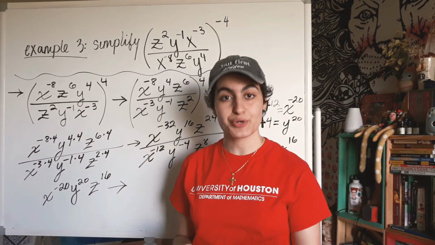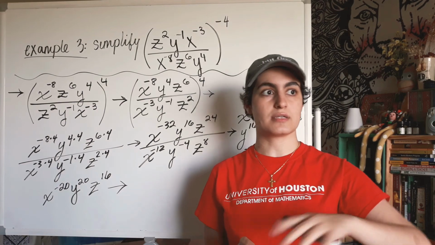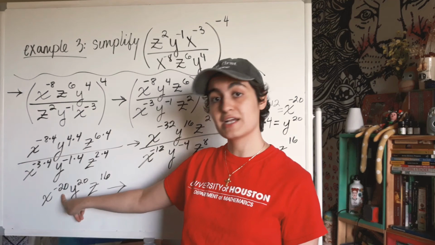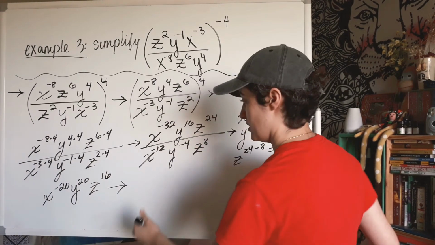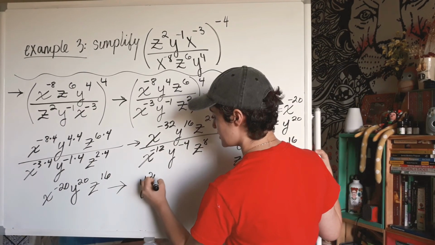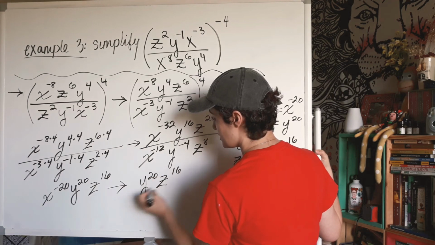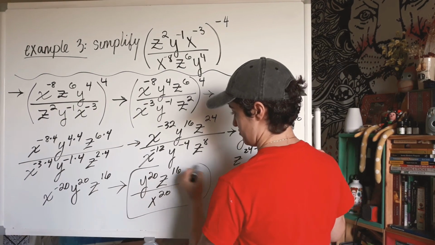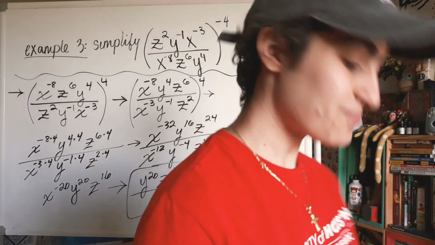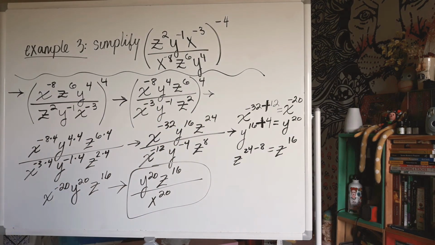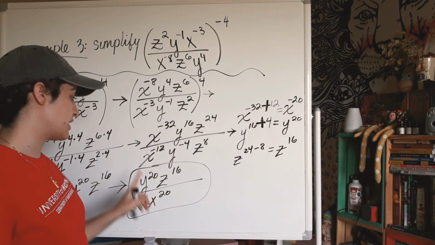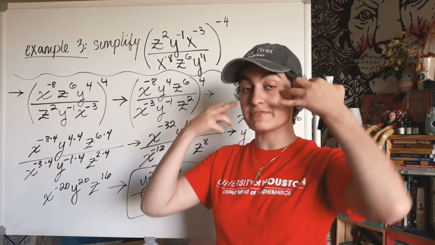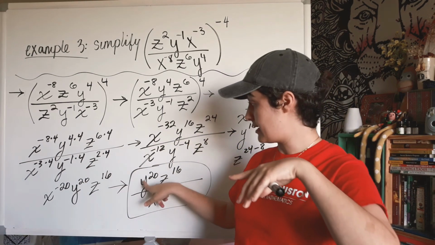The last step is to get rid of a negative. The easiest, fastest, most fun way in my opinion is to just put it downstairs. So it becomes y 20, z 16, over x 20. And that's your answer. That's as simple as it's going to get. You can't really mix exponents when you have different bases, x, y, and z.